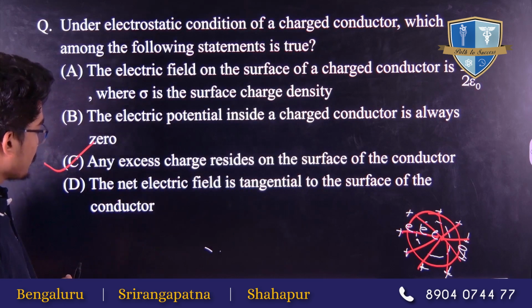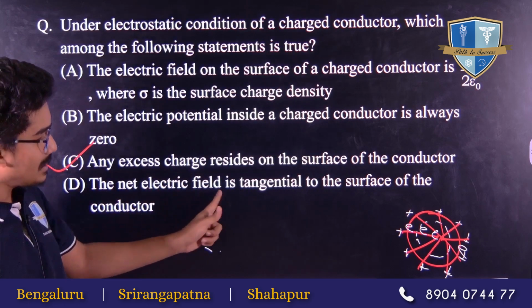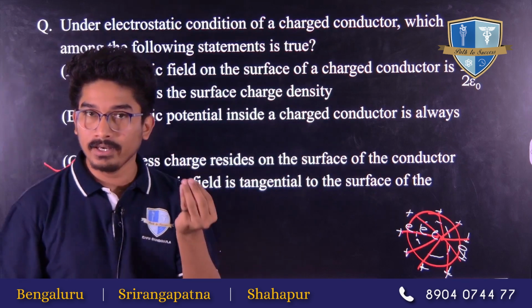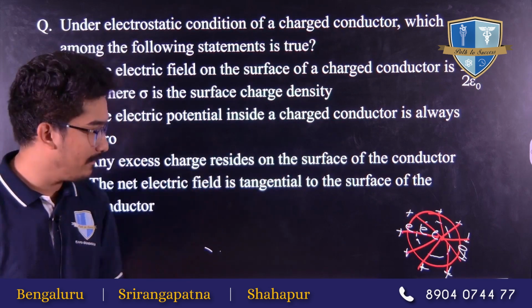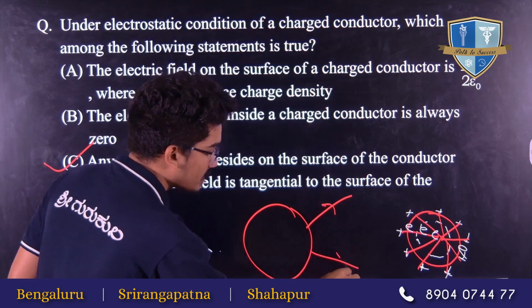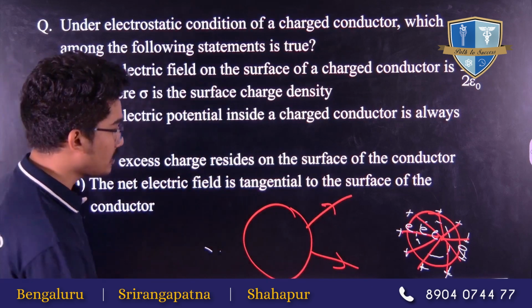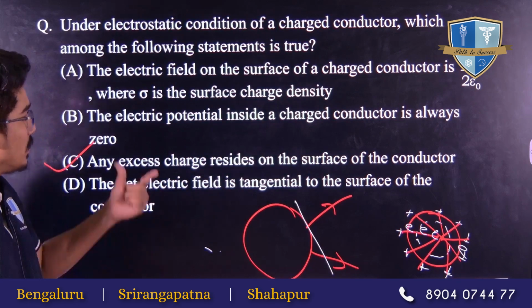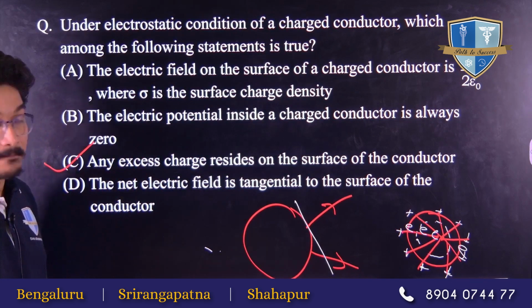Let's see option D as well. The net electric field is tangential to the surface of the conductor. No, if you have studied the properties of electric field lines, the field is always perpendicular to the surface, not tangential to it. So option D is also an incorrect option. So the only correct option is option C.